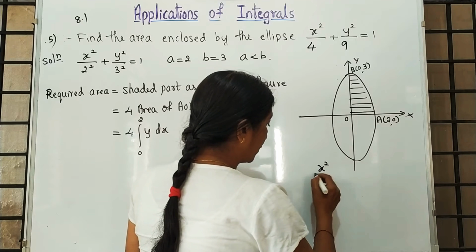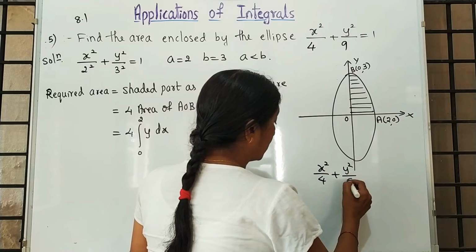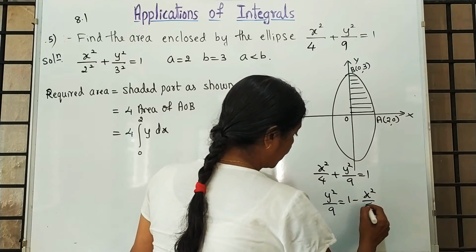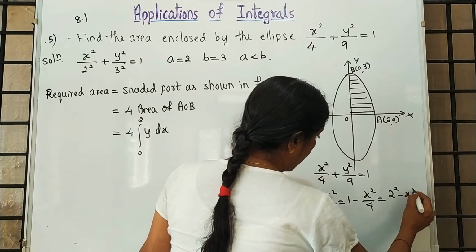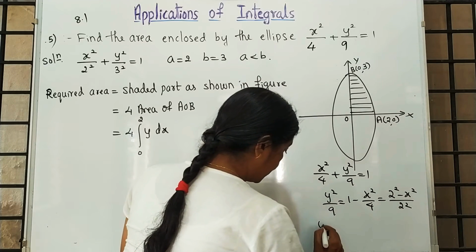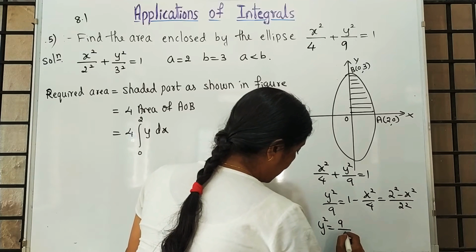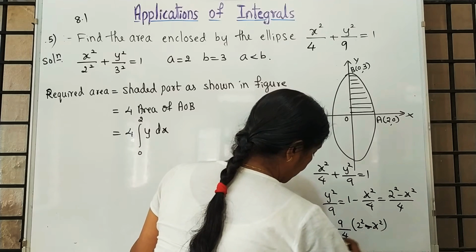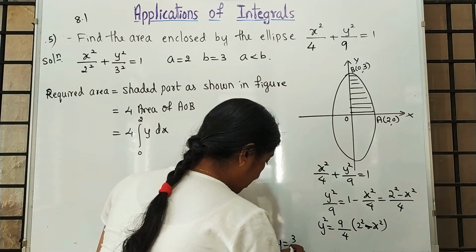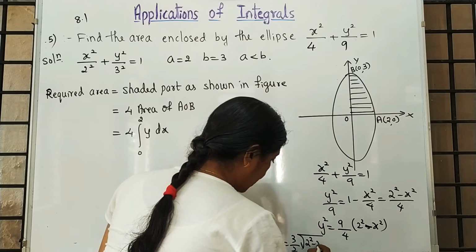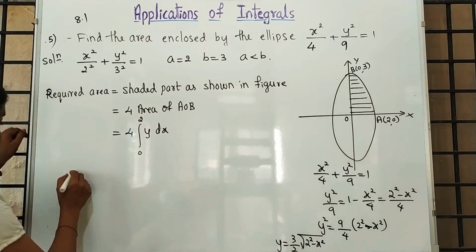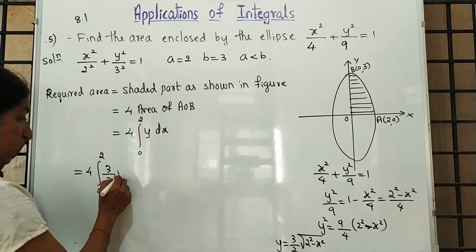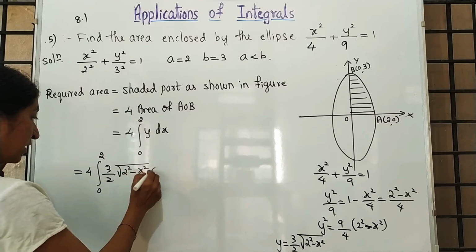Now I am writing the calculations here. x square by 4 plus y square by 9 is equal to 1. y square by 9 is equal to 2 square minus x square by 2 square. 9 upon 4, if you want you can write 4 also. So y is equal to 3 by 2 root of 2 square minus x square. 4 into integration from 0 to 2, 3 by 2 root of 2 square minus x square dx.